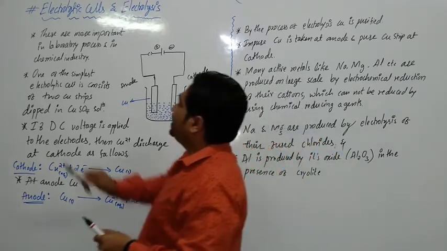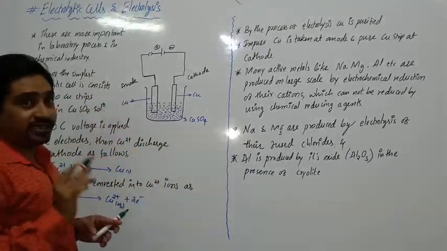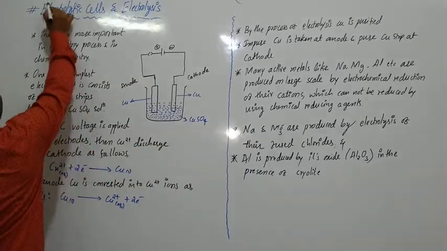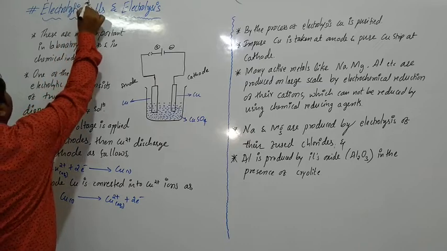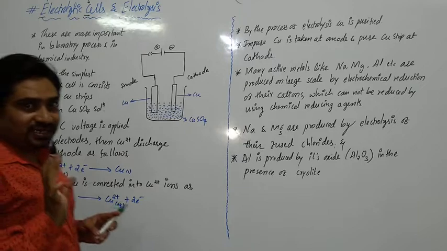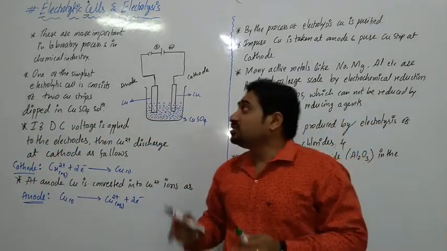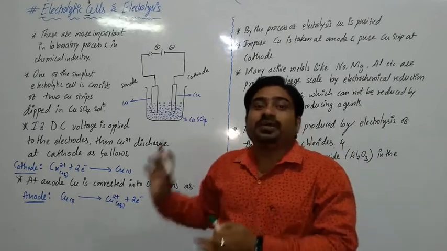So how can we define an electrolytic cell? I have a trick, a trick to remember the electrolytic cell. An electrolytic cell is a device which converts electrical energy into chemical energy, isn't it? So like this we can remember. This is a device which converts electrical energy into chemical energy.